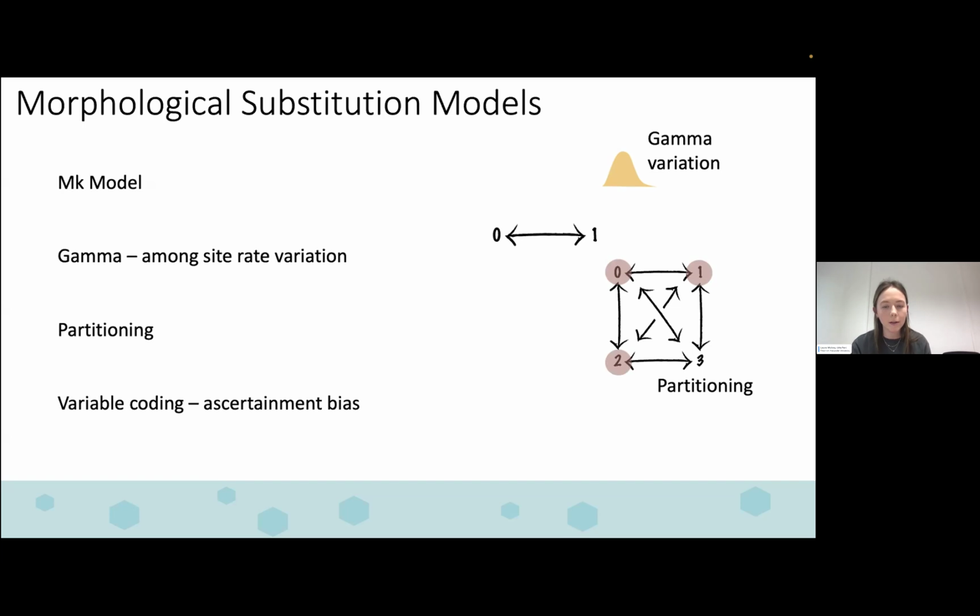People also might want to partition based on anatomical information or region, things like that. And then you can also make this correction for ascertainment bias. What this basically does is, when you're coding a morphological matrix, obviously it's a lot of work. So you want to pick characters that are informative.